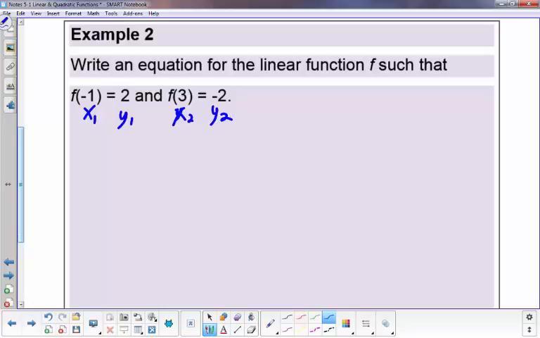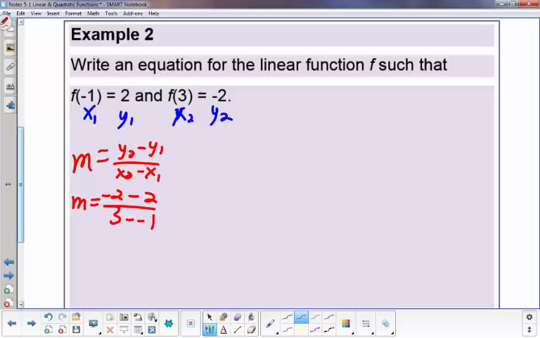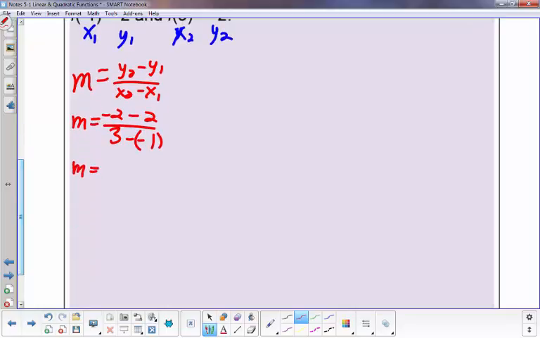So again, first thing we need to find, as always, is our slope. Slope is y2 minus y1 over x2 minus x1. So to solve in this case, negative 2 minus 2 over 3 minus negative 1, which equals negative 4 over 4, which is negative 1.